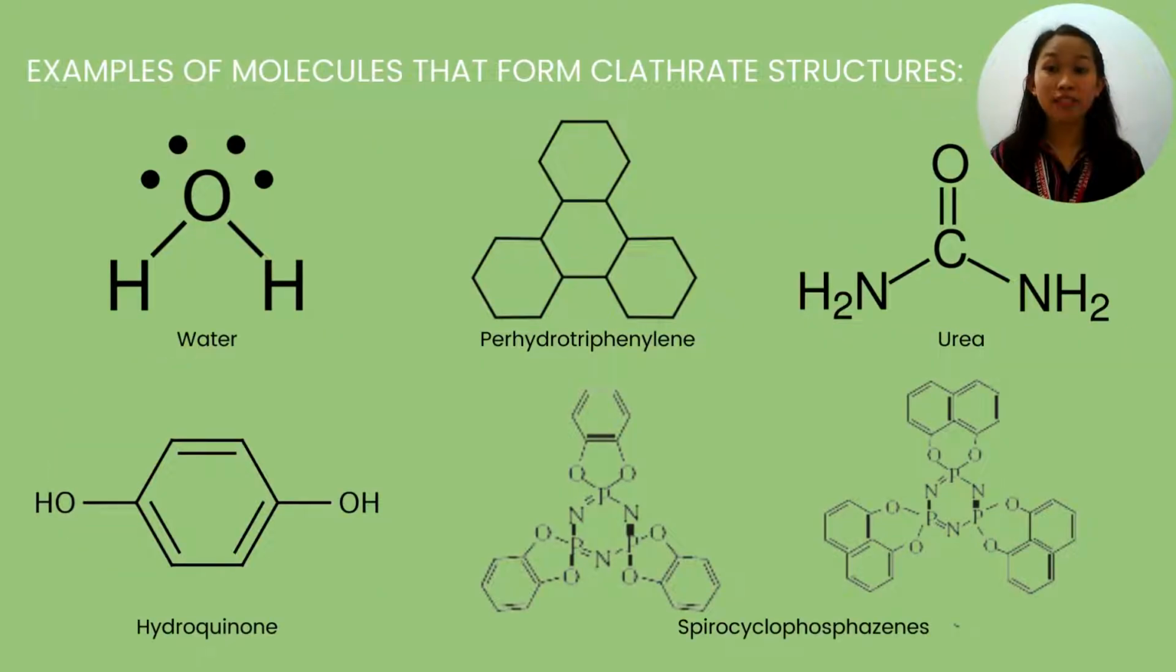A wide variety of small molecules form crystalline clathrates, and a few examples are shown in this slide. They range from organic molecules such as hydroquinone and urea, and also the cyclodextrins, through inorganic-organic molecules such as cyclophosphazenes, to totally inorganic species such as water.